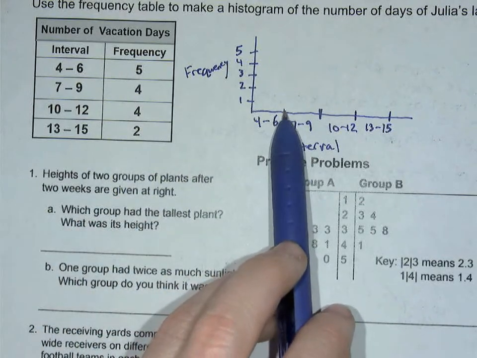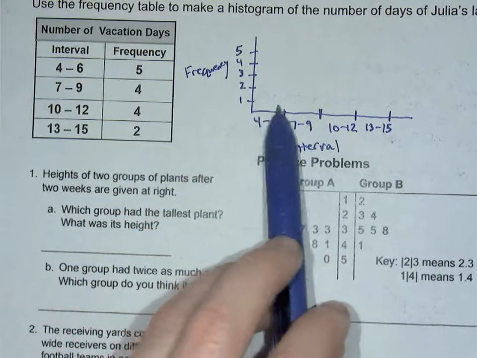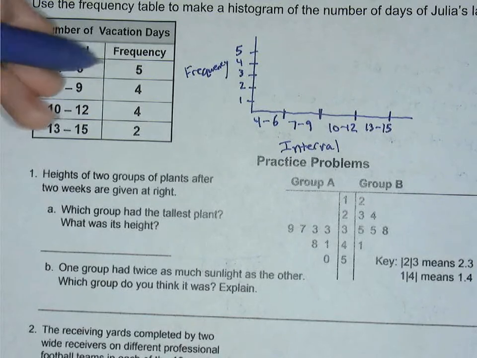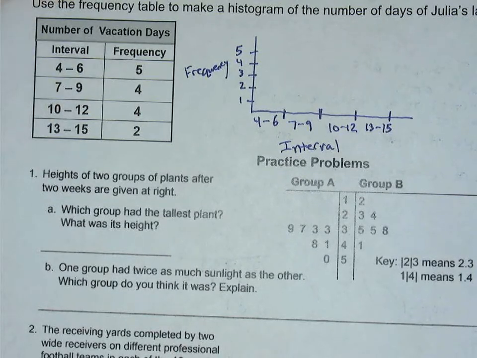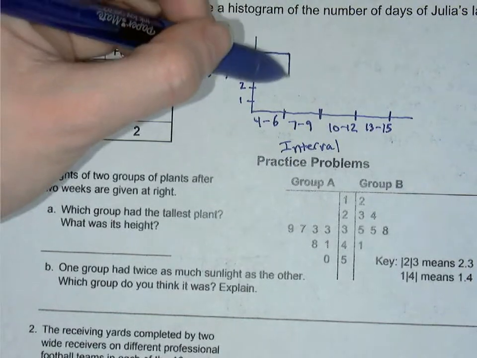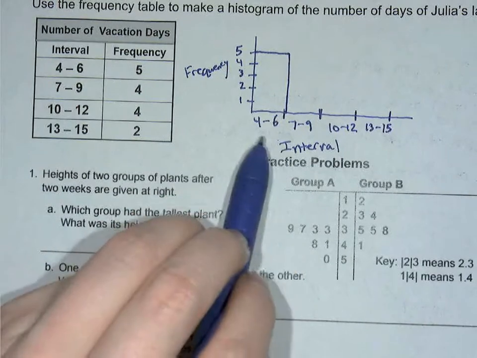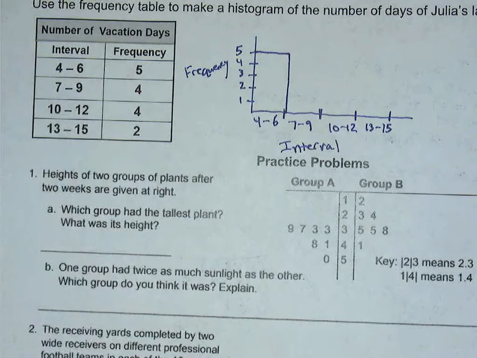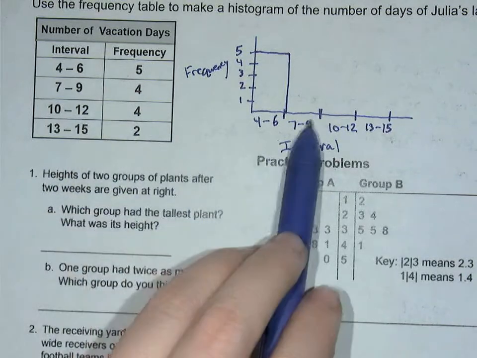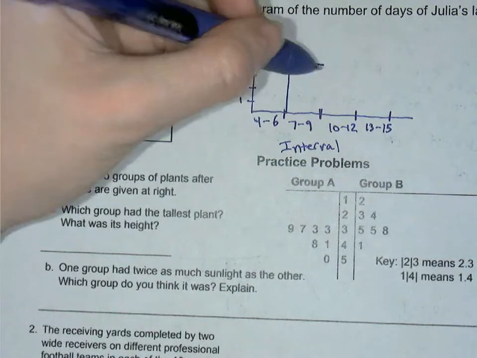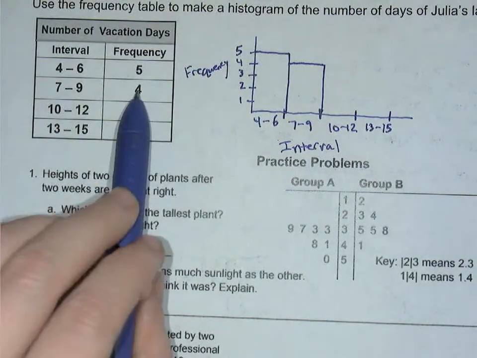So interval and frequency, I'm going to make some bars now. My lines are not the categories. The spaces in between the lines are. That means that my bars have to be a little bit wider to show this. For example, I've got 5 frequencies in my 4 through 6 category. So I'm going to come over here and I'm going to make a big wide bar that goes all the way down to the line in between my categories. So that's 5. That's my frequency of 4 through 6 day vacations. Then down here, my next one is 7 through 9. I'm going to make a bar here that shows that my frequency is 4.